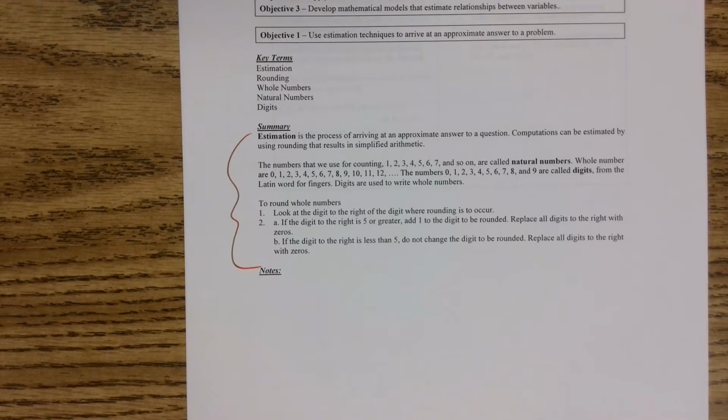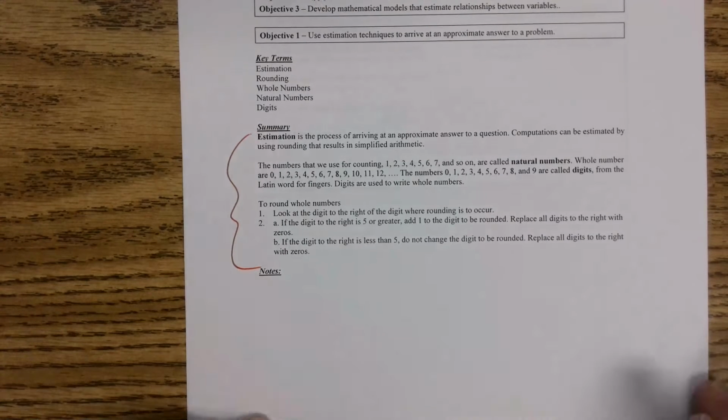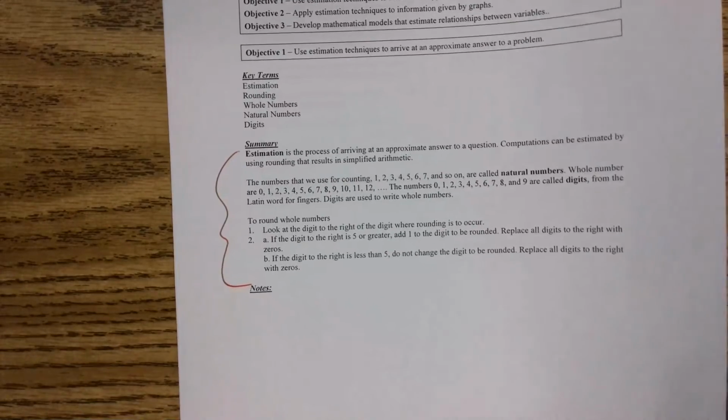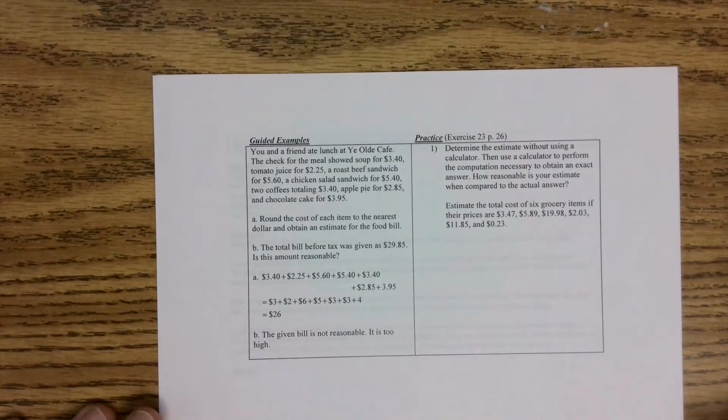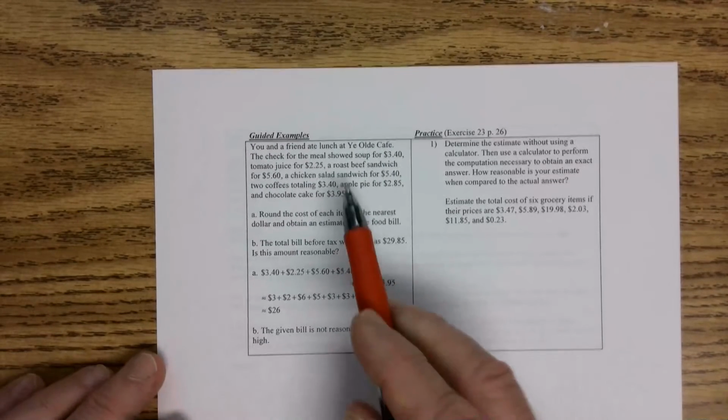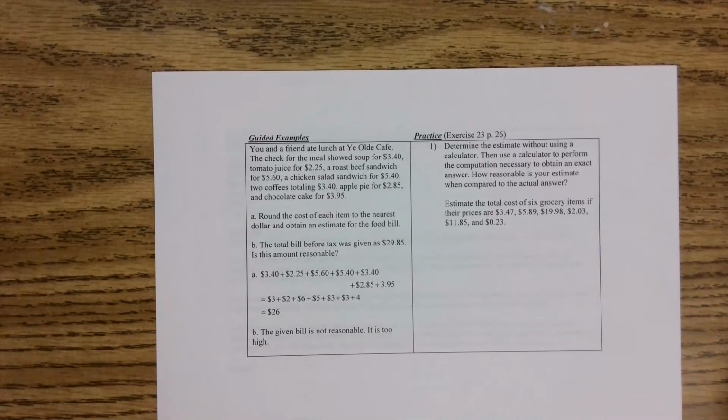5 or more, go next door. 4 or less, home is best. Okay, so there's that if you need it. Here's what we do. These packets are thick, but sometimes we go through them really quickly. Your friends go to the cafe for lunch, and you're going to estimate the meal.